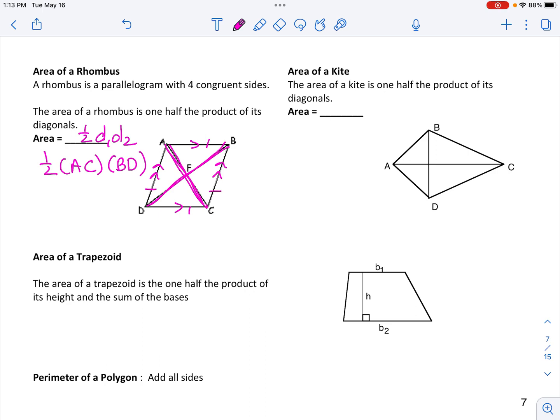The area of a kite is actually the same also. It is 1/2 times the two diagonals. So again, using the letters, AC would be one diagonal, and then BD would be your other one.